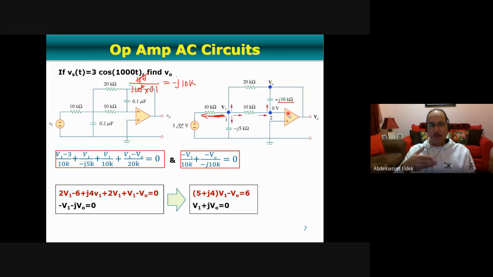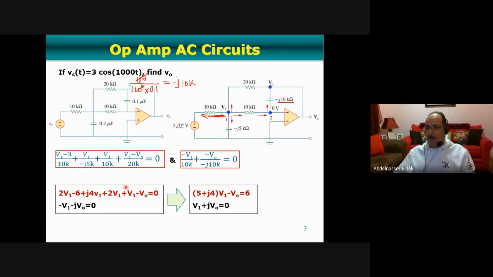We don't care too much about V1 unless it is required, of course. We care about VO, so we need to stress on VO if you want. So we need to simplify these equations. Of course, this one here is just multiplied by what? By 20. You just multiply the whole equation by 20. And here you just multiply by 10. That's it. When you multiply this by 20 and this by 10, you get these two red equations here.